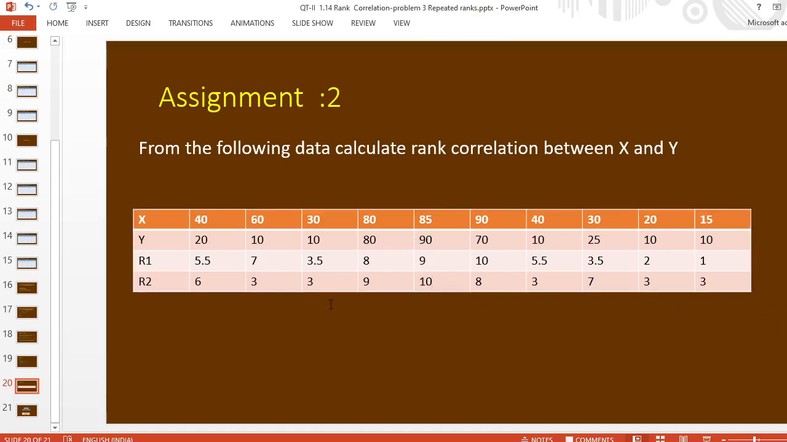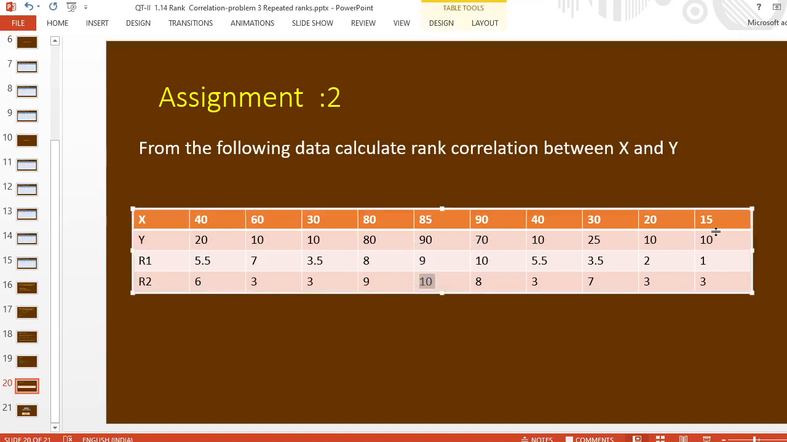You should remember your rank should not exceed the number of observations. There are 10 observations and your maximum rank given is 10. It should not be less than the number of observations either. N should always be equal to the highest rank you have given.